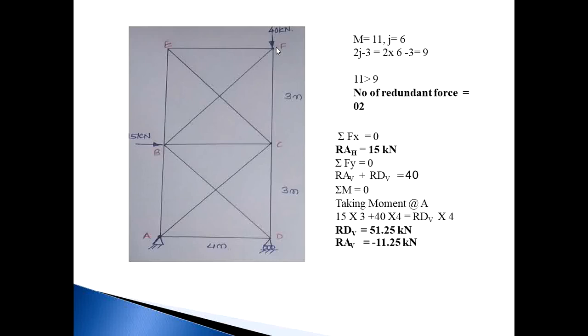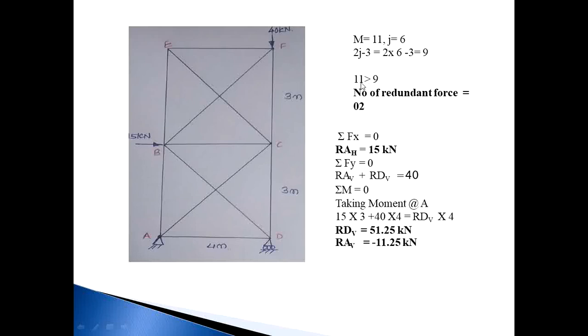So how to check whether it is determinate or indeterminate? A determinate structure satisfies the equation m = 2j - 3, where m is the number of members and j is the number of joints. Let us see the number of members in this structure. Count 1, 2, 3, 4, 5, 6, 7, 8, 9, 10, 11. So the number of members is 11 and the number of joints is 1, 2, 3, 4, 5, 6. So j will be 6. So 2j - 3 is equal to 2 into 6 minus 3, which is 9.